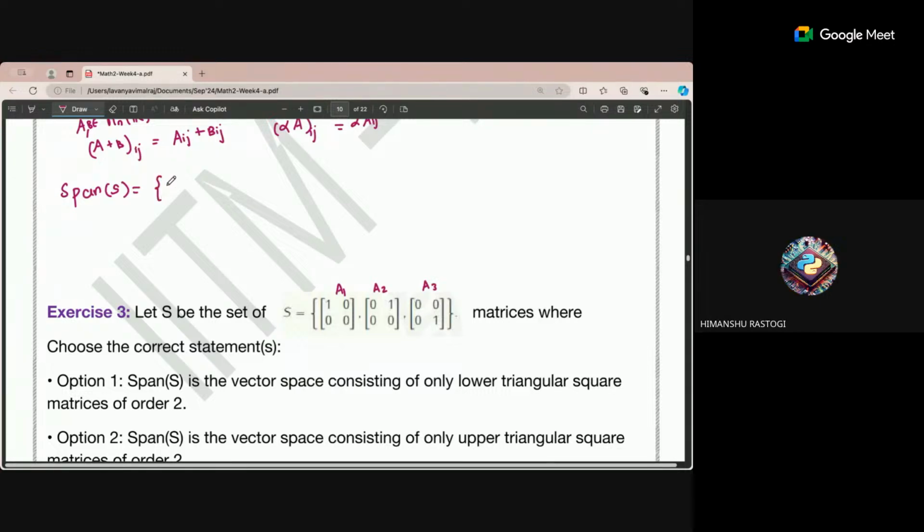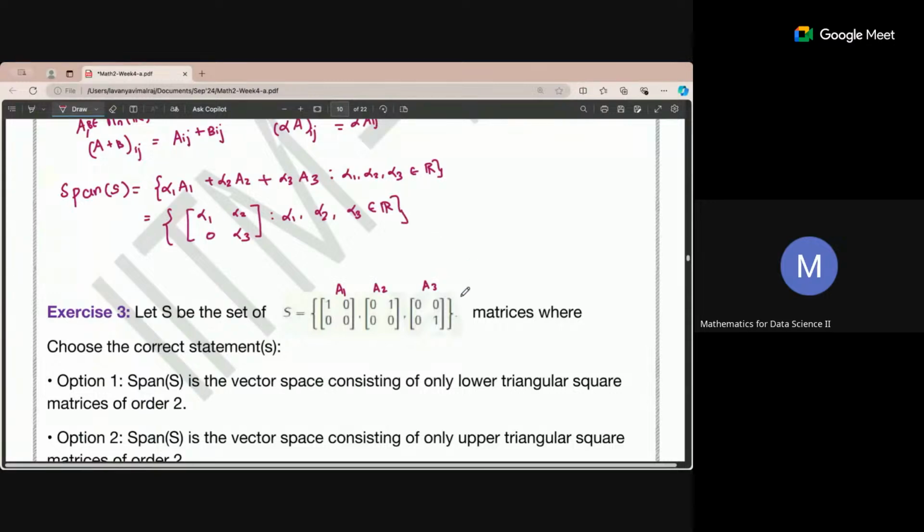Tell me step by step the definition. It is summation of alpha i times A i, that is alpha 1 A1 plus alpha 2 A2 plus alpha 3 A3, where alpha 1, alpha 2, alpha 3 belong to R. So this is representing the matrix alpha 1, alpha 2, alpha 3, 0, such that alpha 1, alpha 2, alpha 3 are in R. Now this is a subset of M2 of R.